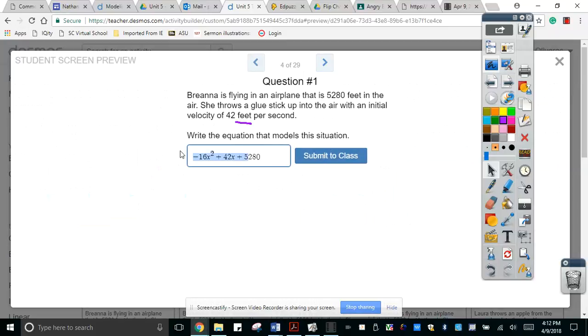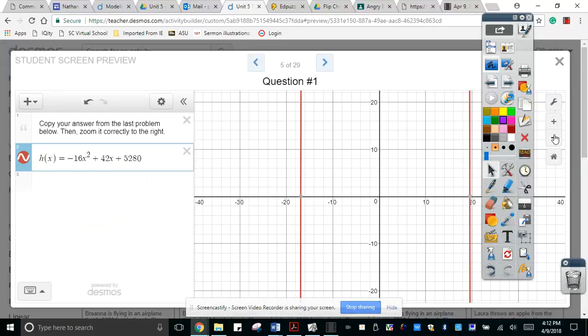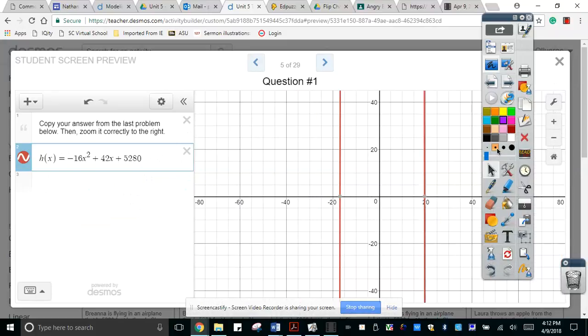When we try to graph, let me copy this here. You might be asked to graph it. Copy your answer from the last problem. I'm going to copy it here. It doesn't give me anything, so h of x. There you go. It may be too big, so I have to minimize it. Then zoom to the right correctly.